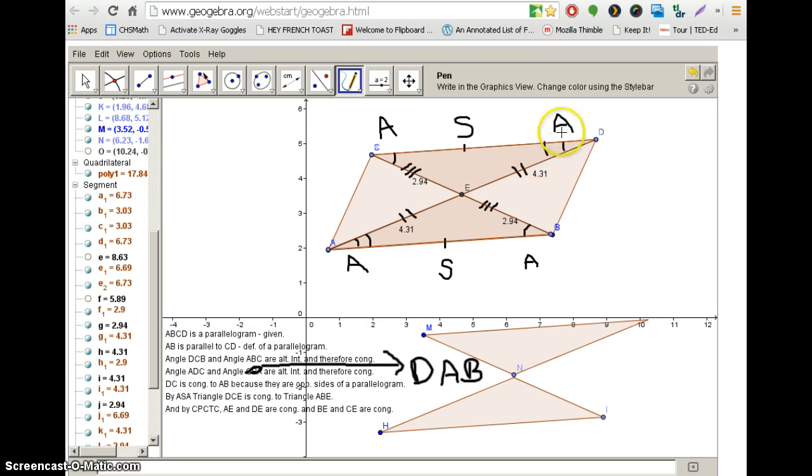Okay? So those two are congruent because they are alternate interior angles of a transversal of parallel lines, right? That's the key part. And then DC, right here, is congruent to AB because they are opposite sides of a parallelogram. And by angle side angle, this triangle is congruent to the other triangle by CPCTC. So corresponding parts of congruent triangles are congruent. This side matches that one, and this side matches that one. They're congruent, okay? So that's the idea there.